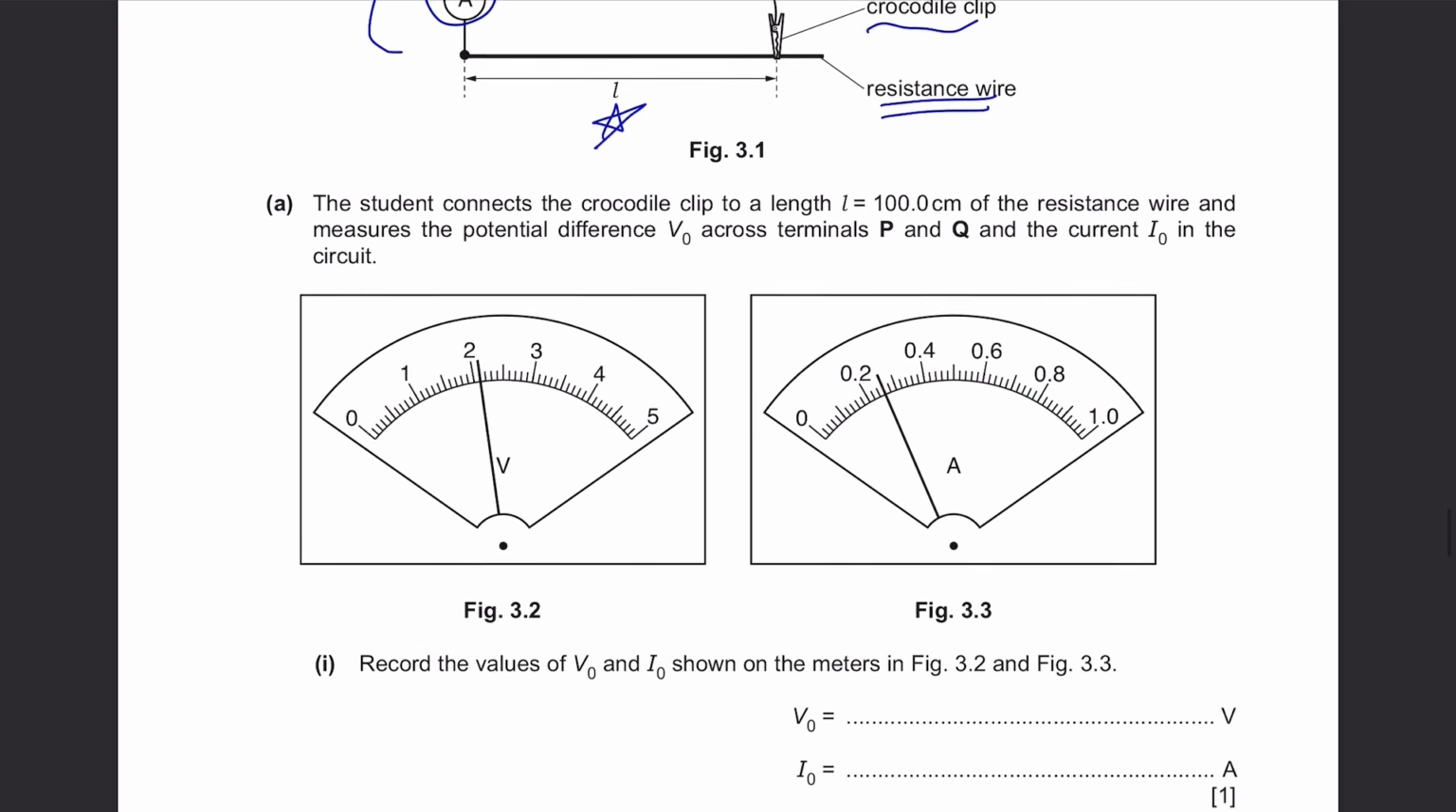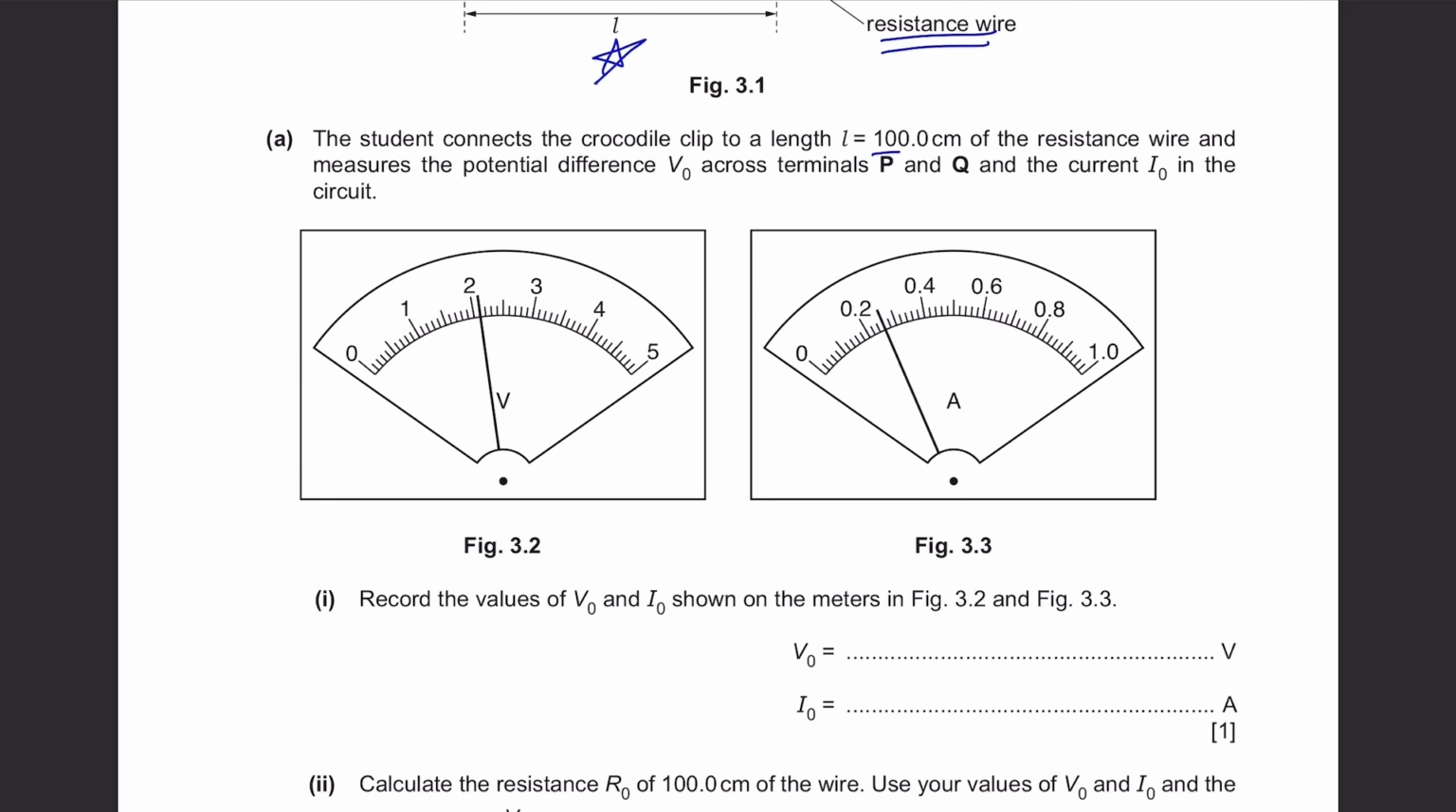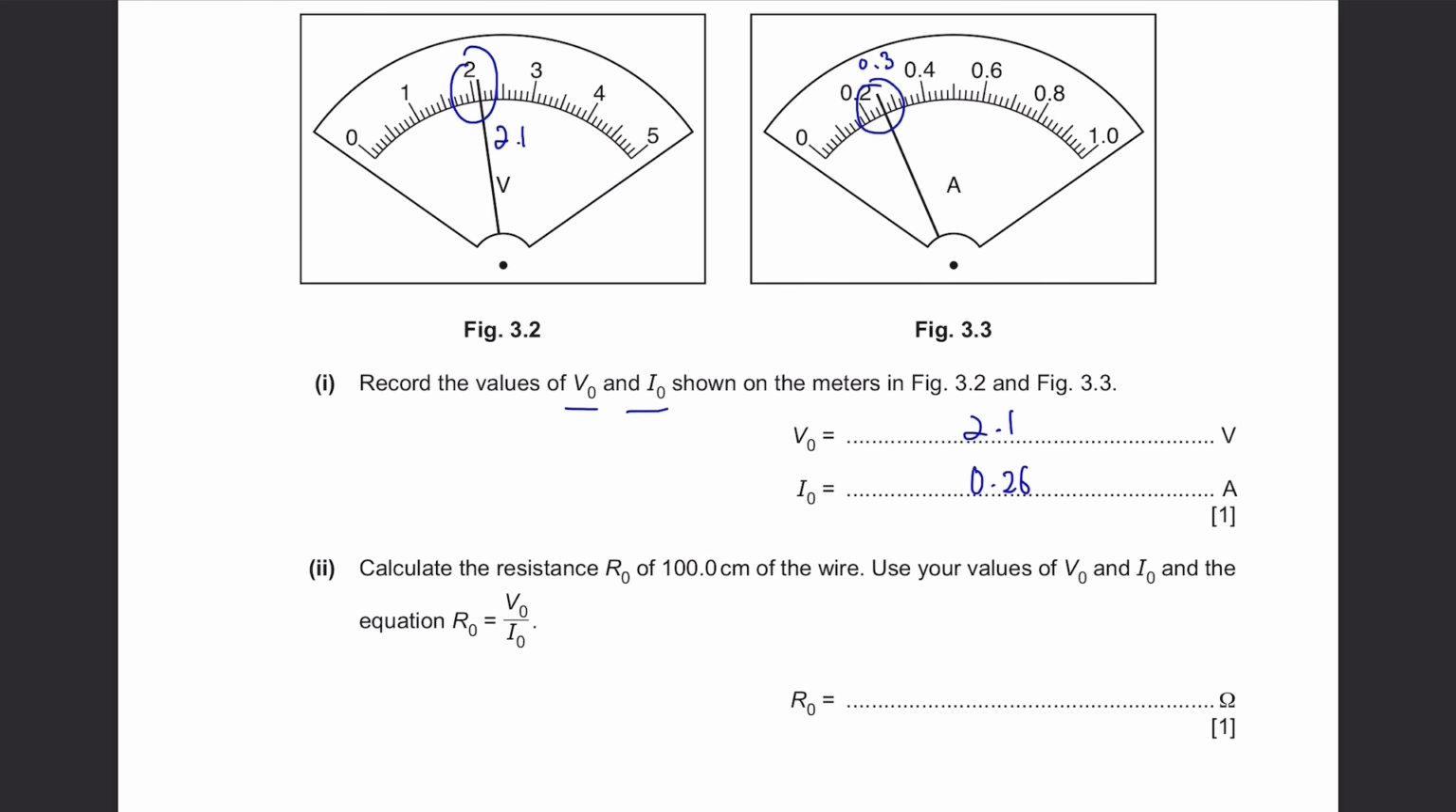Part A. The student connects the crocodile clip to a length 100 cm of the resistance wire and measures the potential difference V0 across terminals P and Q and the current I0 in the circuit. Record the values of V0 and I0 shown on the meters in figure 3.2 and 3.3. The voltage is here, it's 2.1. Then for the ammeter, it's somewhere in the middle of 0.2 and 0.3. That should be 0.26.